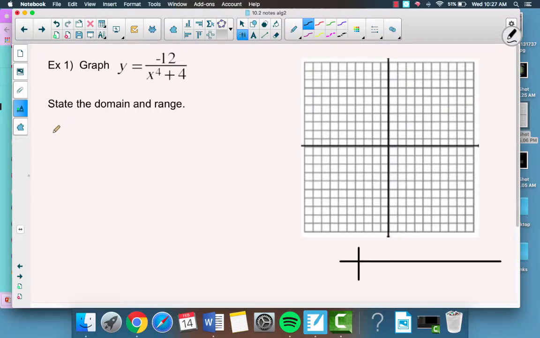But what I want to do on these problems is go through the first three steps of finding the x-intercepts, vertical asymptote, and horizontal asymptote. And then once I have those three things established, then I can make a table and plug in some points.